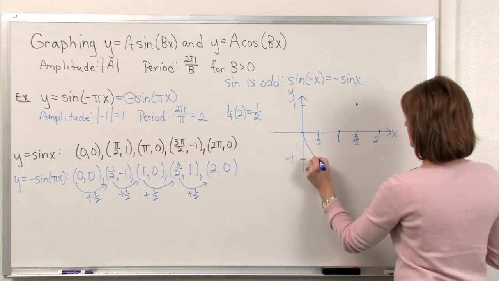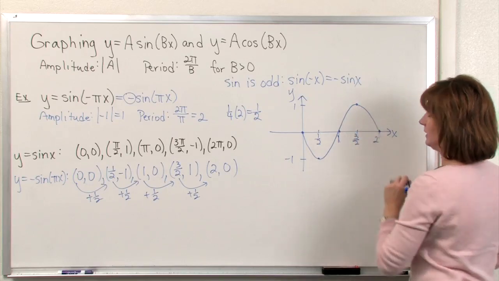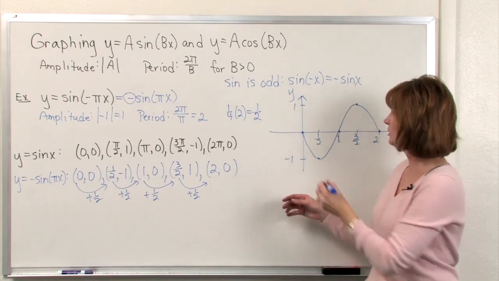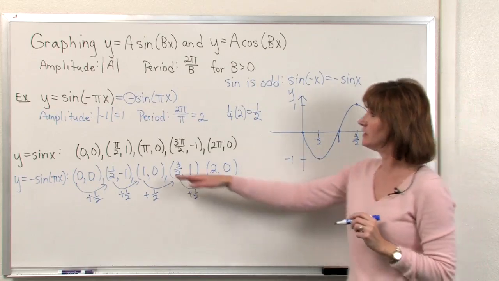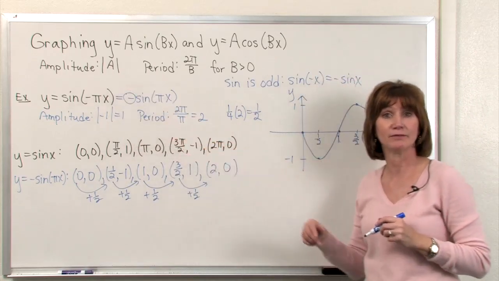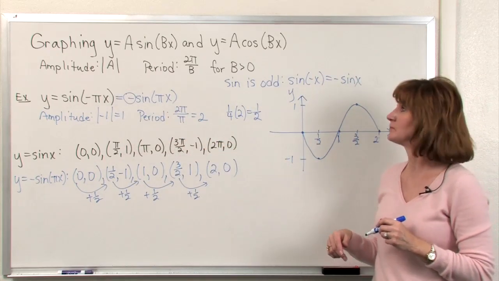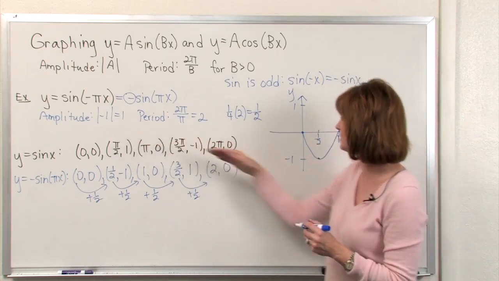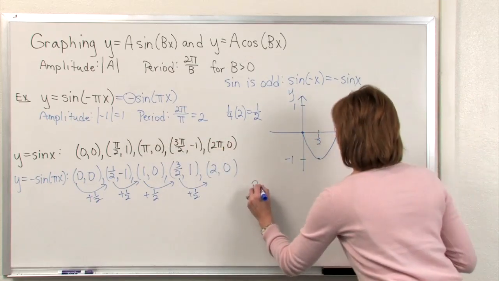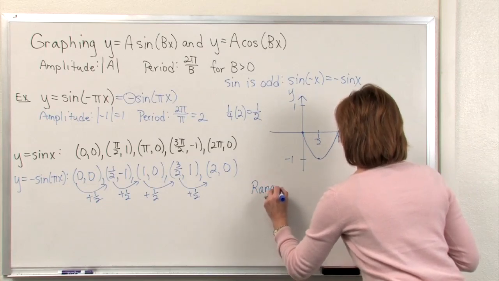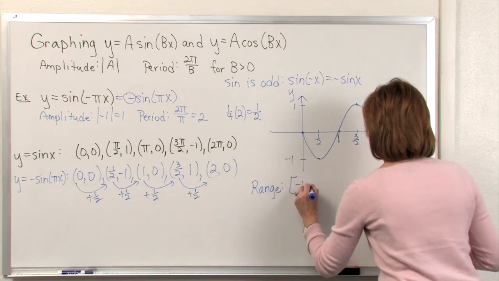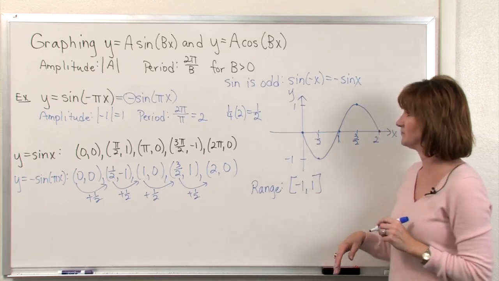So here would be 1 period for the function y equal negative sine pi x. Notice that it's going down first. There's the negative, which reflects it about the x-axis. What's the amplitude? We said was 1. What's the range for this function? Let's write that down. The range would be negative 1 to positive 1.